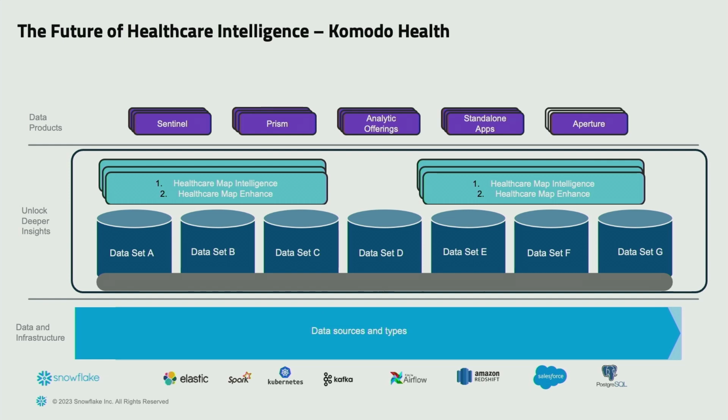So if I want to see COVID information, you will get end-to-end data, like what happened pre-COVID and what happened post-COVID. You will get a number of insights from this healthcare map data. On top of that, we have our data products. Sentinel is our product which runs on top of the healthcare map, along with Prism, Aperture, and analytic offerings. So this is our technology stack, how we have created our products, and the flow of our data.